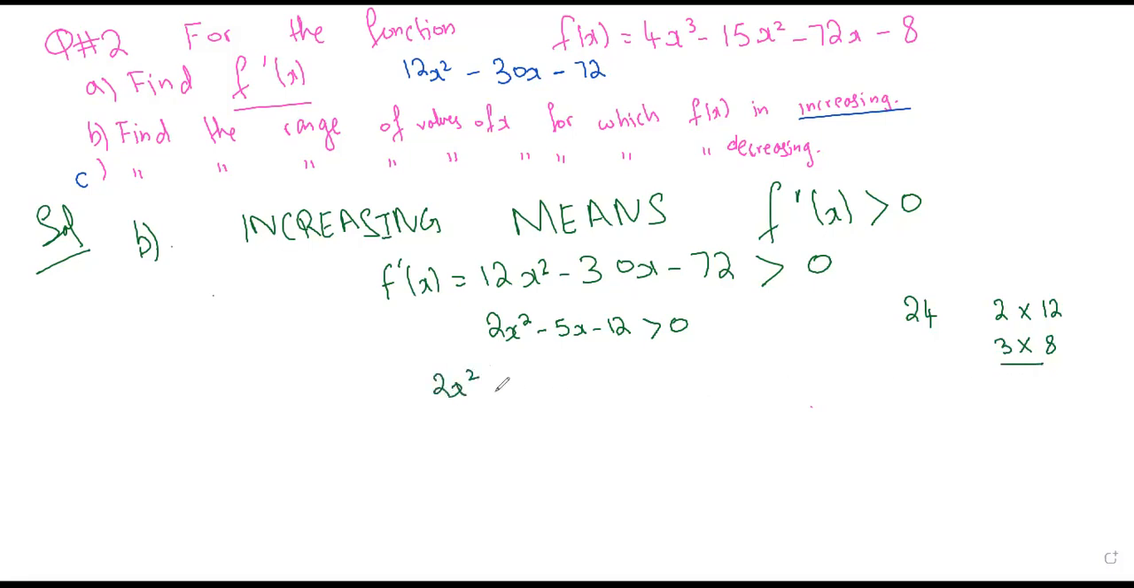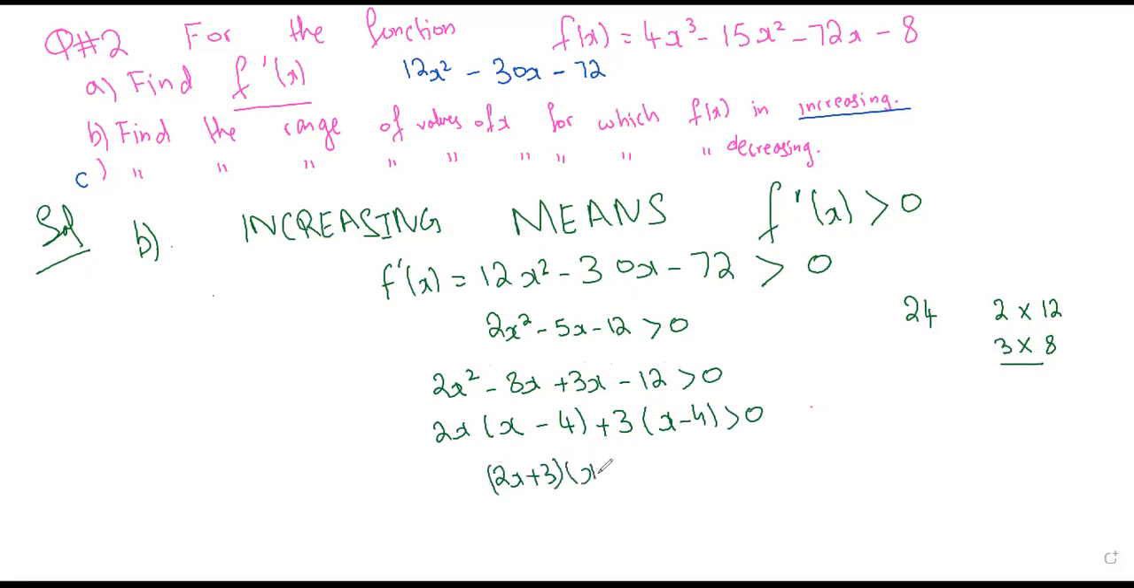2x squared minus 8x plus 3x minus 12 greater than 0. This is going to work. I can take 2x common. Please pay attention. x minus 4 plus, I can take 3 common, and then again x minus 4 greater than 0. So (2x plus 3)(x minus 4) greater than 0.